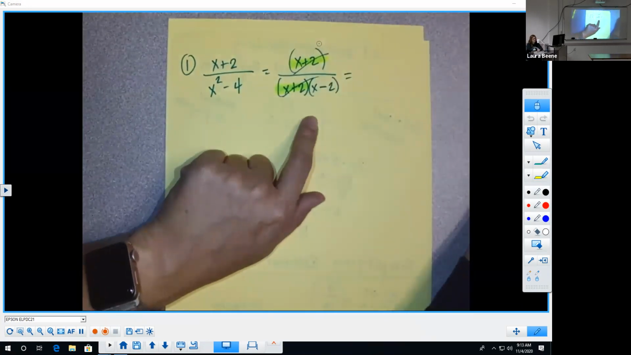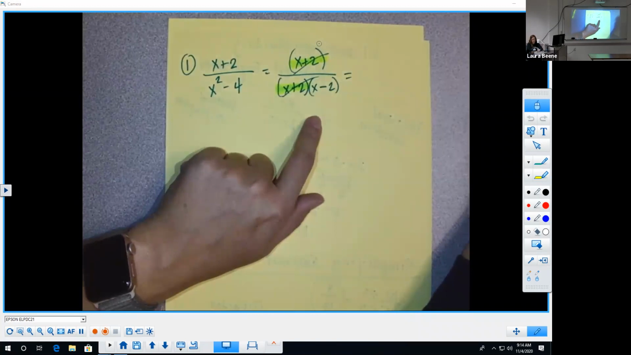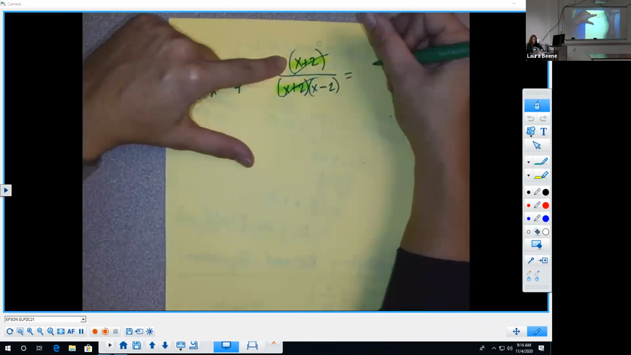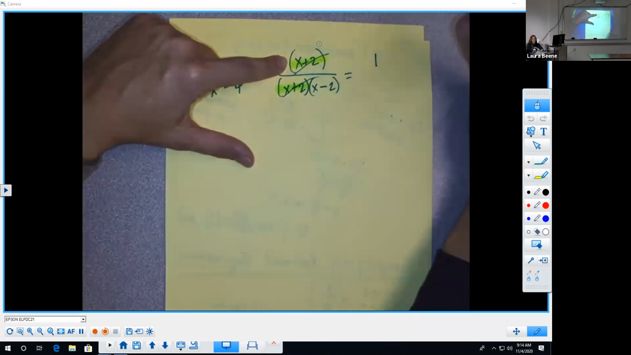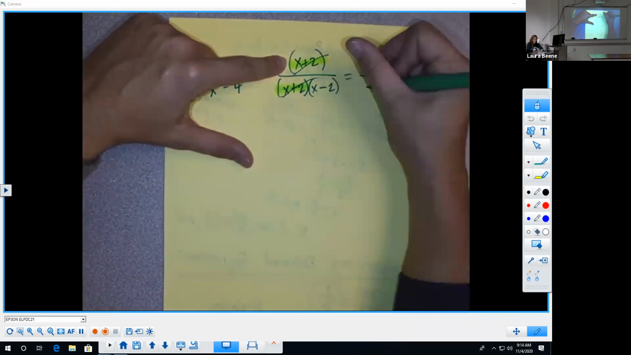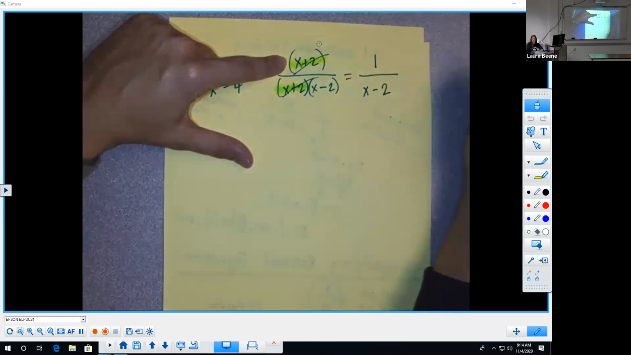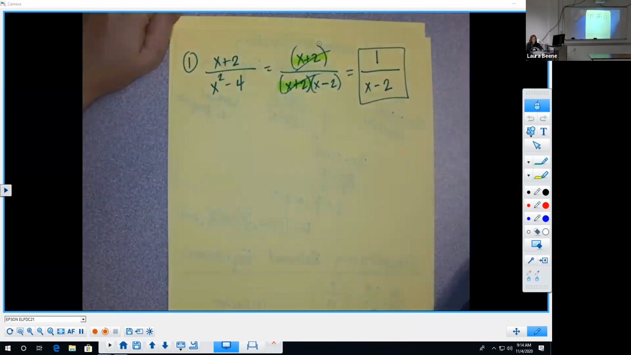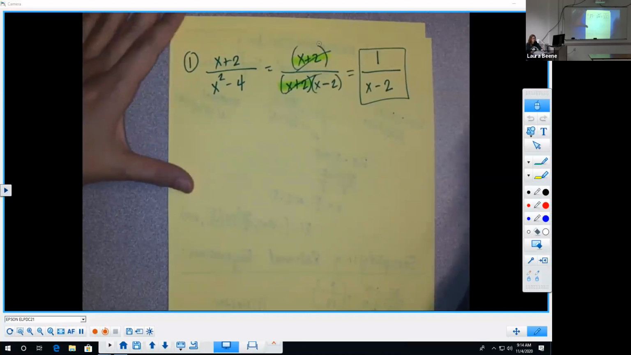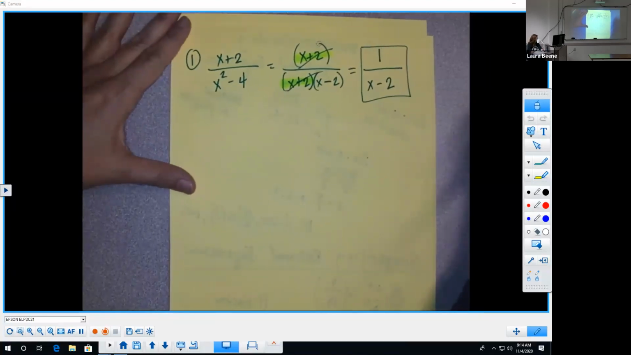What's left on top now? Nothing's left on top, so I put a 1 there, right? Because I don't have a top there, so I have to put a 1 on top. And on bottom is going to be x minus 2. And that's your answer. So it's the same idea as just reducing a fraction. It's just I don't want to have to divide, so I just factor it to write it as the factors.